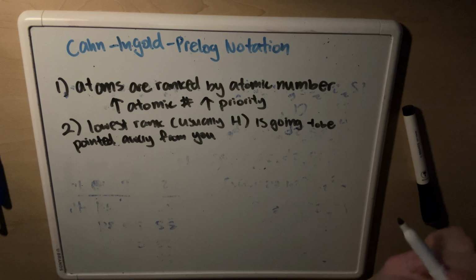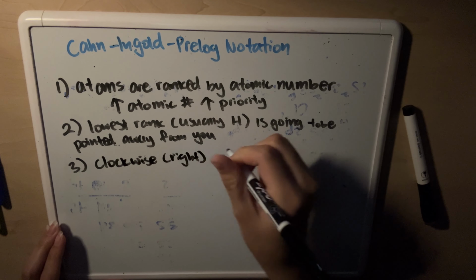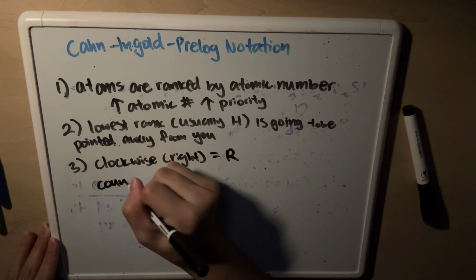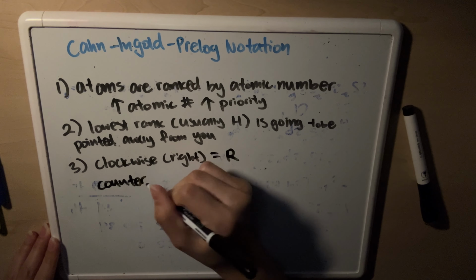And so this is how the positions are ranked. Clockwise is right, which will be R, and counterclockwise is left, which is S.